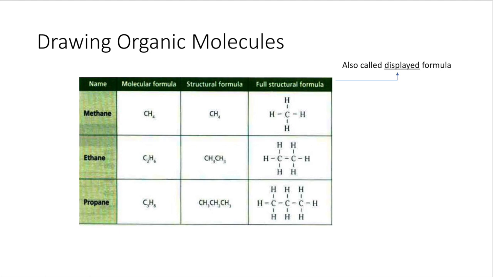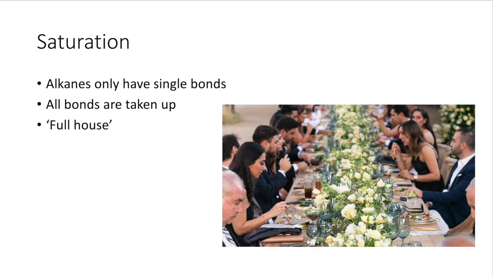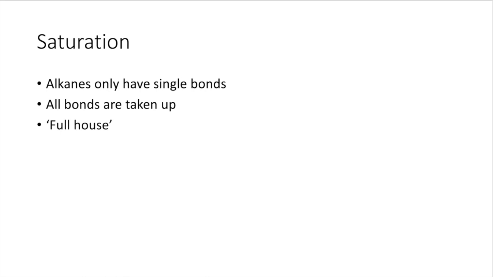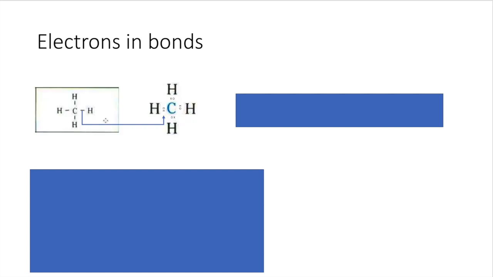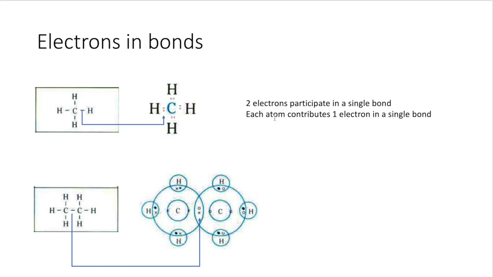And because they're all in single bonds, it is called saturated hydrocarbon. Saturated means the bonds are fully occupied. It's full house. There are also things like unsaturated, where we will cover that in alkenes in the next video. So a good exercise is to learn how to draw them, the full electronic structure of the valence shell, and see how many electrons are participating in each bond. Every single bond has two participating electrons in that bond, one from hydrogen, one from carbon, for example in this one.